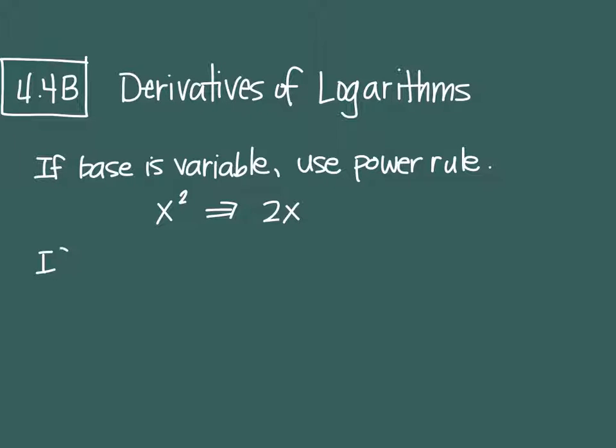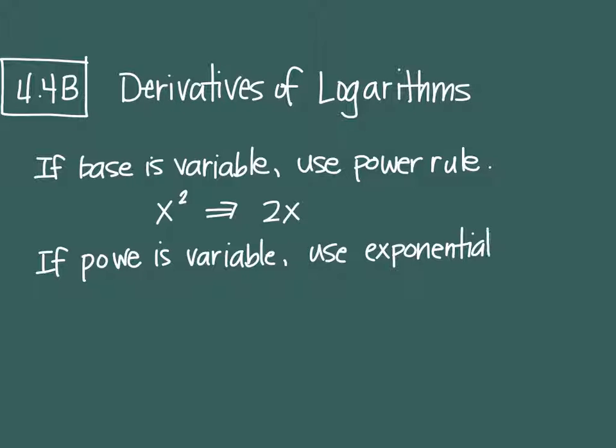And then yesterday, we learned if the power is the variable, and that's what's changing, then we learned that we needed to use the exponential rule. And so that was where the 2 and the x are in reverse positions. And then we learned yesterday that that became 2 to the x times the natural log of 2 times the chain rule of 1. So we've covered when the base is a variable. We've covered when, I can't spell, the power is a variable.